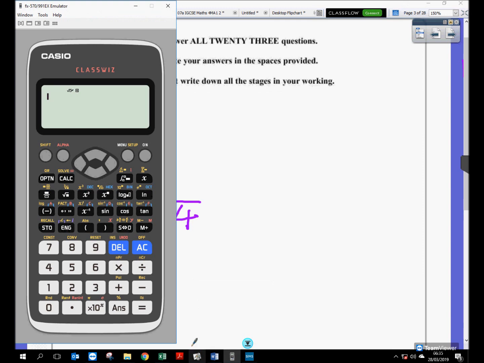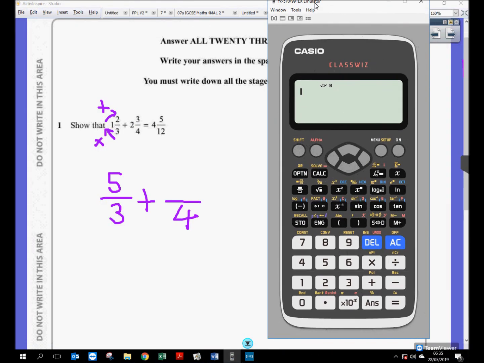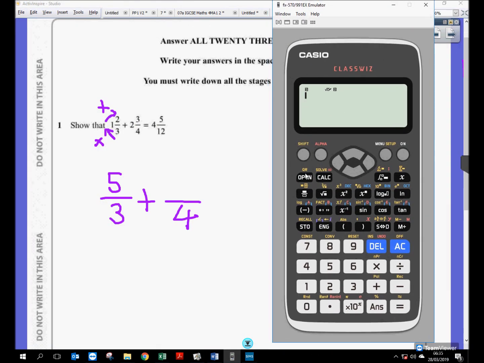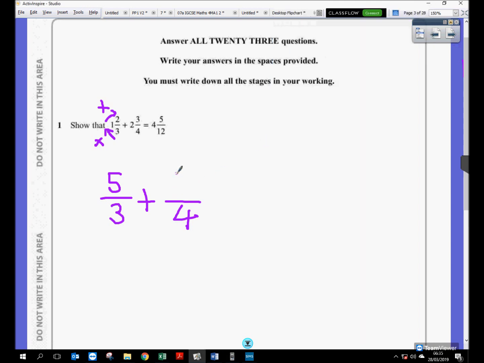Now, there is a way to turn a mixed number into an improper fraction on the calculator. Press Shift and the fraction button so it appears with 3 boxes, then type in the mixed number. Press equals and it will turn it into an improper fraction, 11 over 4.